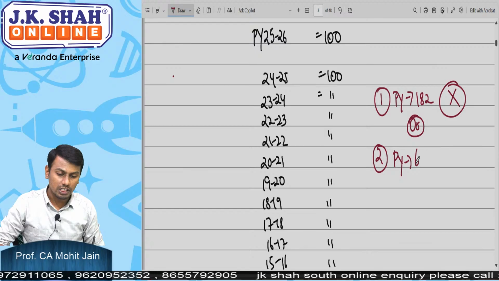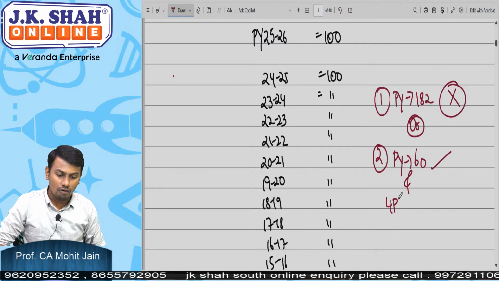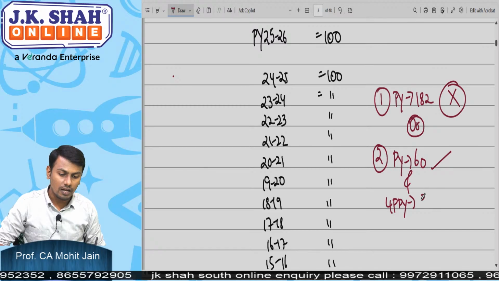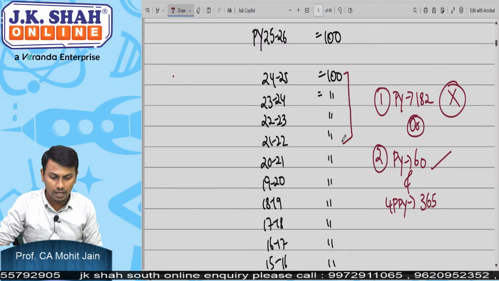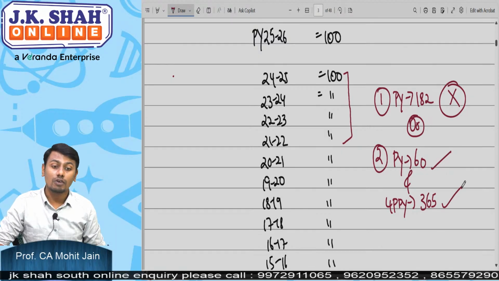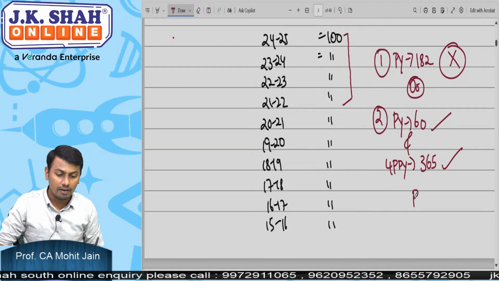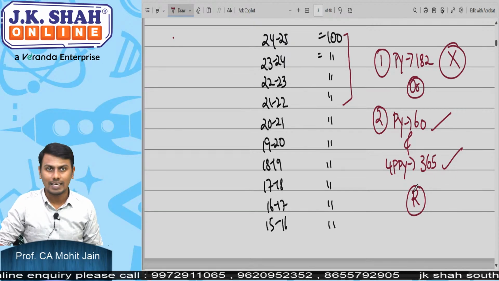Now what is basic condition number 2? Was he there for 60 days? Yes. And in the 4 PPY, was he there for 365 days or more? 1, 2, 3, 4. Yes. He was there for 365 days or more. So can I say Brett Lee will become a resident of India? Brett Lee will become a resident of India.